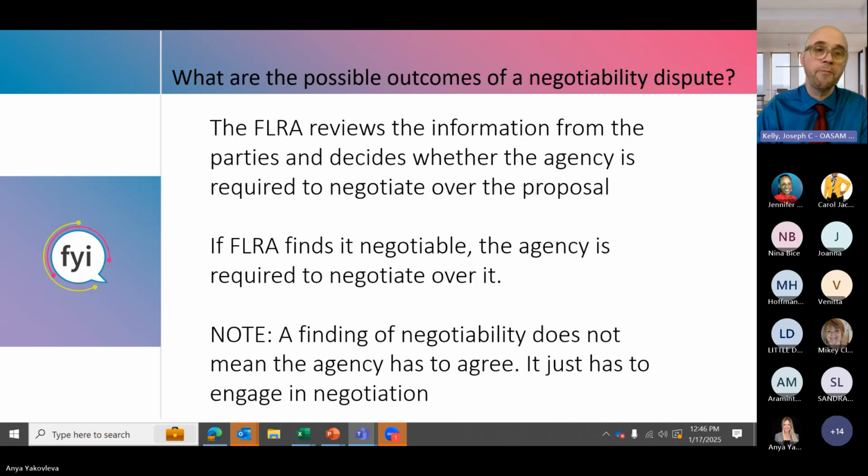And one important note is that a finding of negotiability is not the same as finding that the provision is proper or appropriate or correct or should be agreed to. It's just a finding that the provision that the union put forward should be negotiated. That doesn't mean it needs to be agreed to. The agency could ultimately not agree to the proposal, but the agency does have to at least negotiate over it if the FLRA finds that the proposal is indeed negotiable.